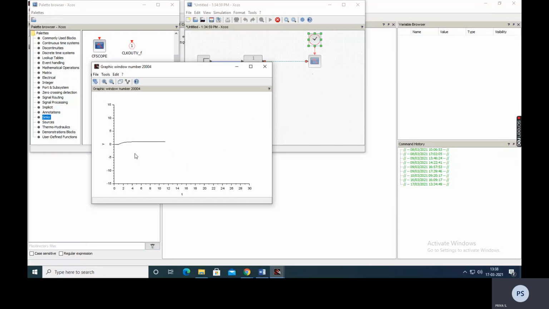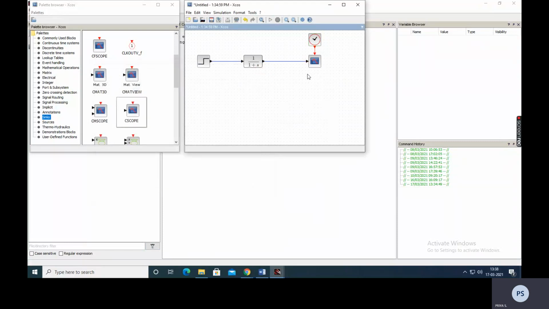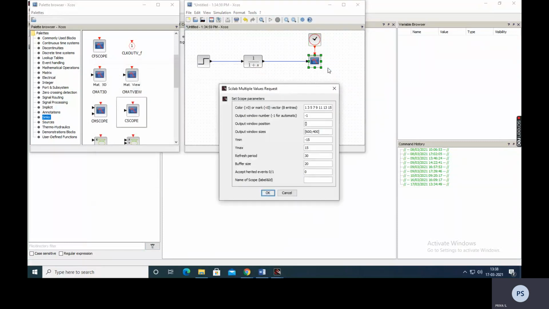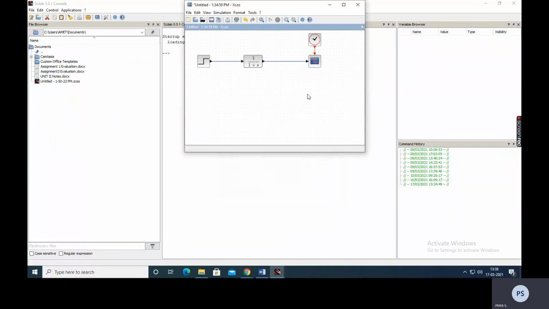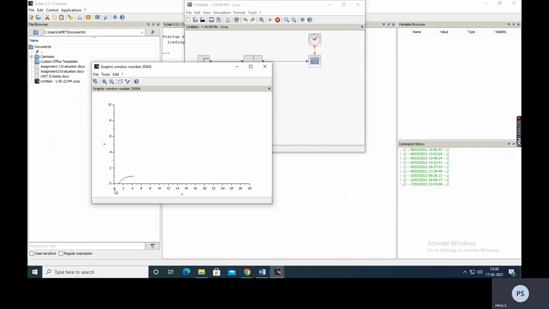Anyway, still I am not understanding because the waveform you want to change. That also we can do. See, click here, take the block parameters. Y minimum is -15. For us, that is not necessary. Y max we can take up to 10. Now you run it. Now you can understand how it is settled at 1.